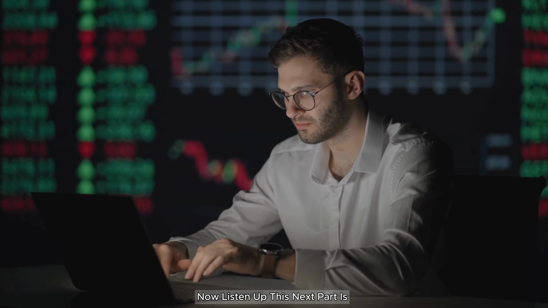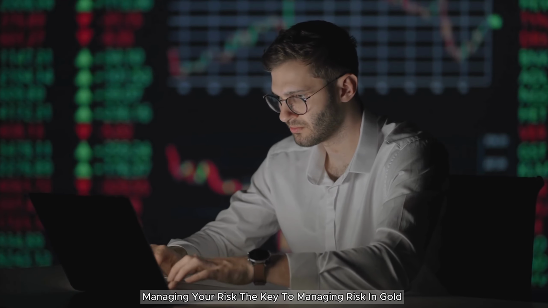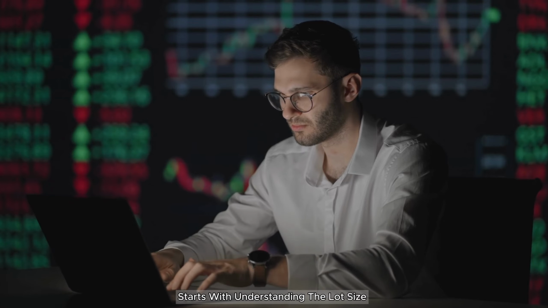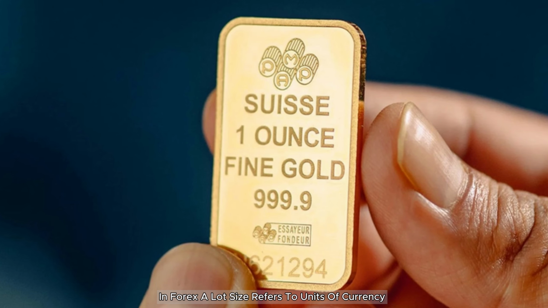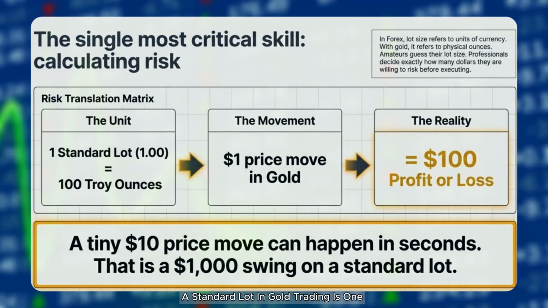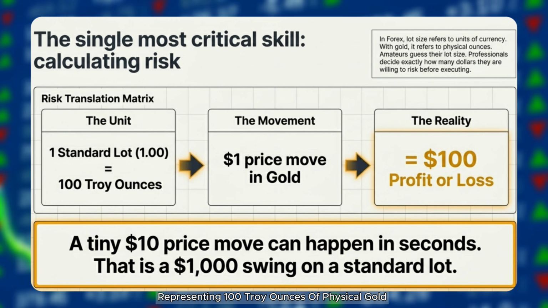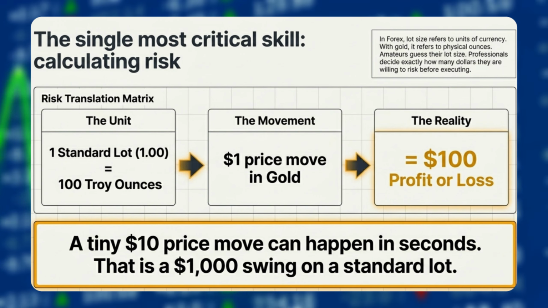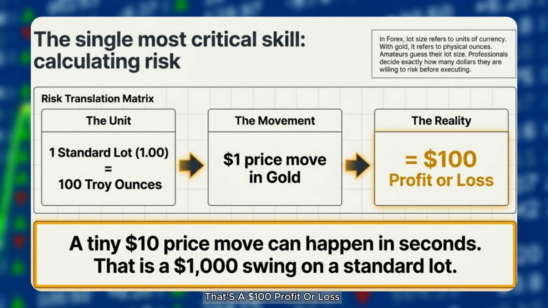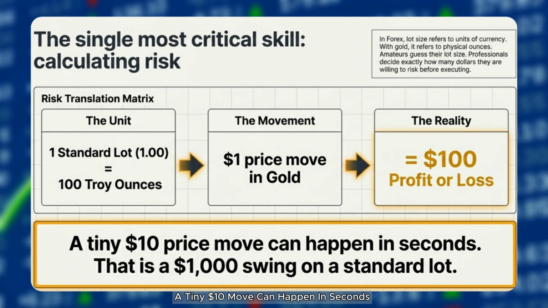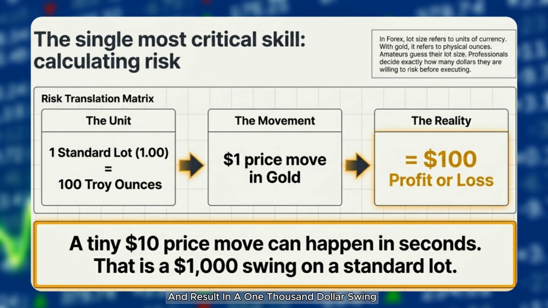Now listen up. This next part is the single most critical skill in trading, managing your risk. The key to managing risk in gold starts with understanding the lot size. In forex, a lot size refers to units of currency. With gold, it refers to ounces. A standard lot in gold trading is 1, representing 100 troy ounces of physical gold. Because you're controlling 100 ounces, for every $1 the price moves, that's a $100 profit or loss. A tiny $10 move can happen in seconds and result in a $1,000 swing.